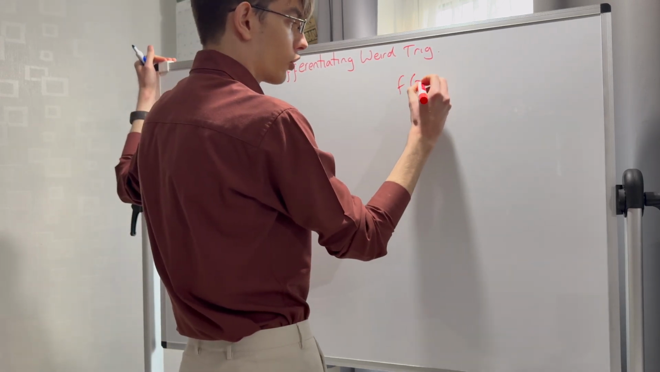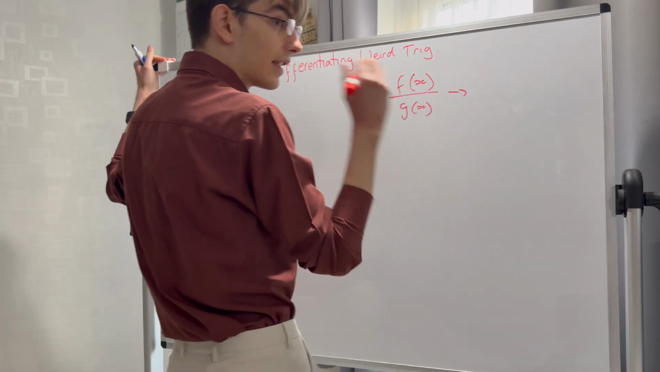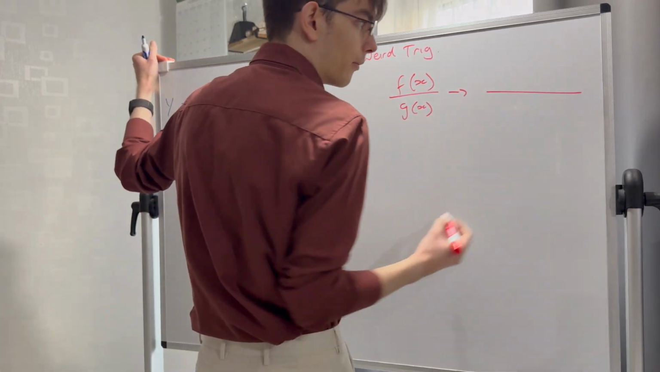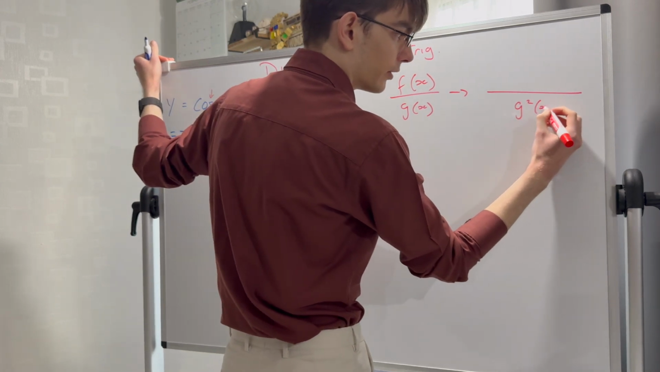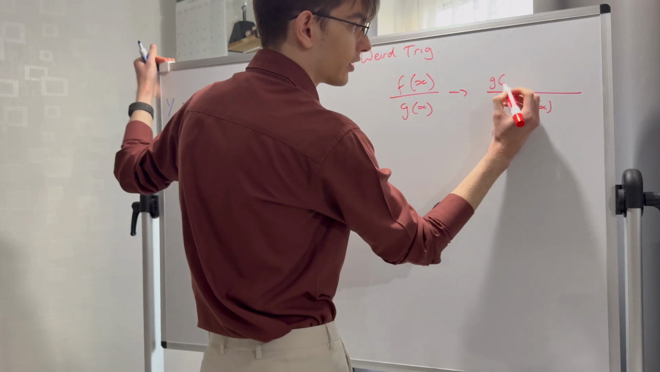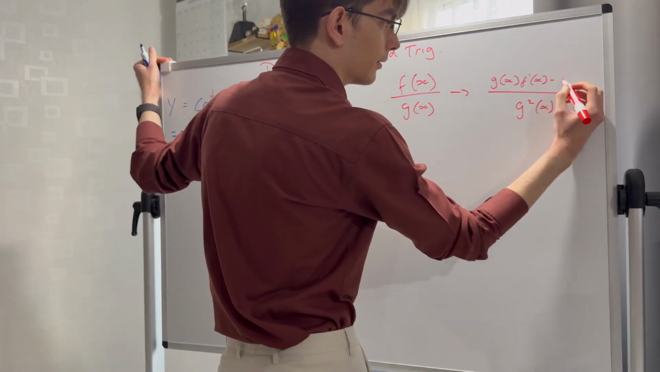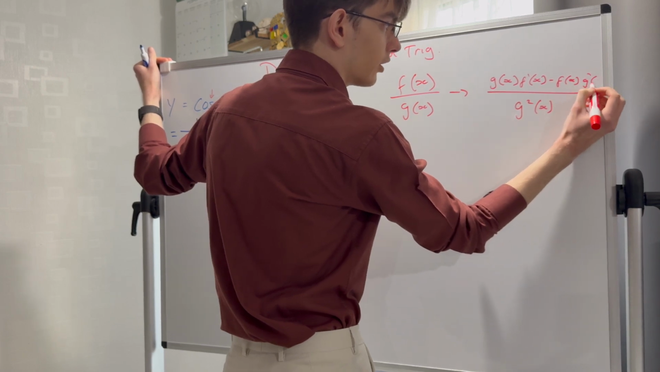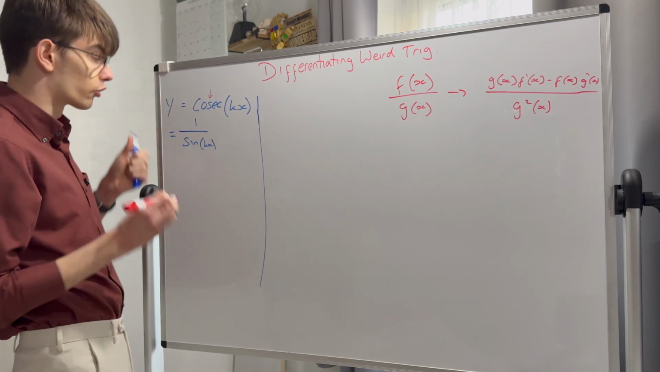If I have a function f of x divided by g of x, then to differentiate that, remember my way of memorizing it: I take the bottom and that stays on the bottom but squared, and then because he's been on the bottom twice, he gets to go first. So we get g of x times f prime of x minus f of x times g prime of x. That's my quotient rule.